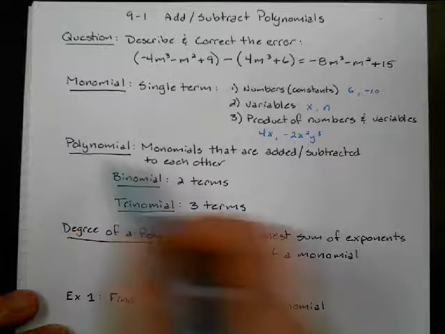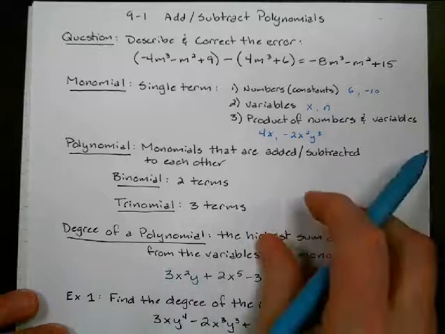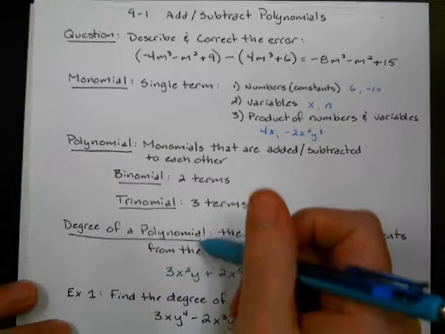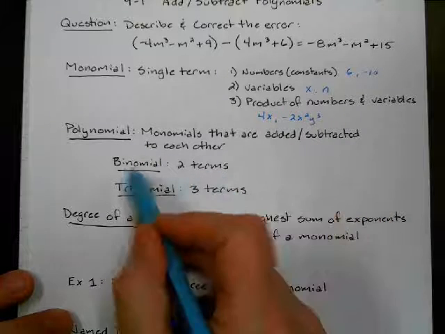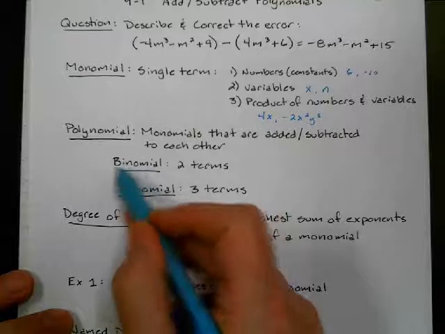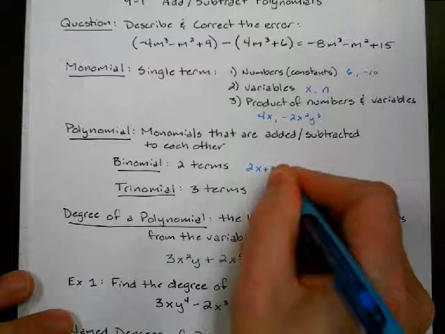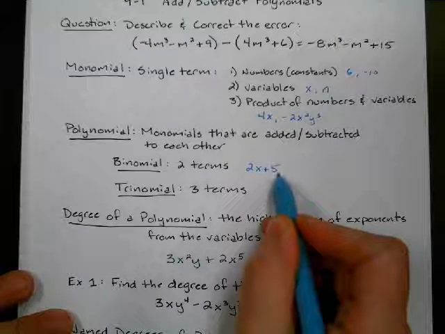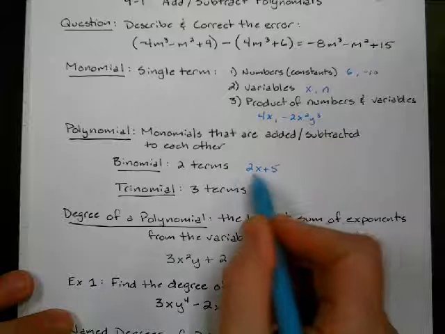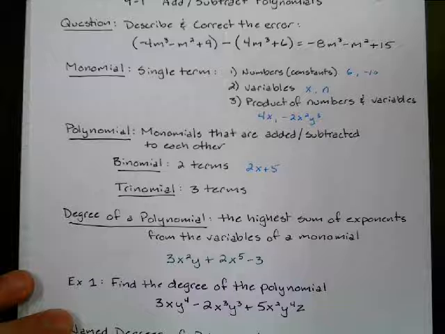Polynomials, poly meaning many, is when you have monomials that are added or subtracted to each other. Now, they've got a couple of special named polynomials. If you've got a polynomial that has two terms, we would call that a binomial, bi meaning two. So 2x plus 5, that is a binomial. 2x is a term, it's a monomial. 5 is a term, it's a monomial. So we've got two terms there, added together, and that would be a binomial because it has two terms.